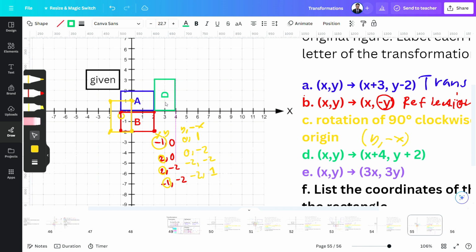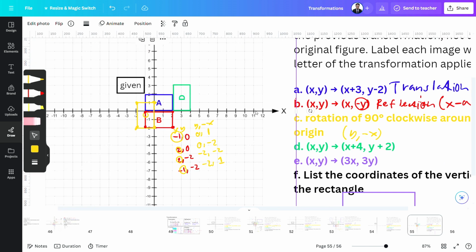I hope this one is still clear with you. Again, we move 4 units to the right, 1, 2, 3, 4, and then 2 units up, 1, 2. Okay, now that is letter D.